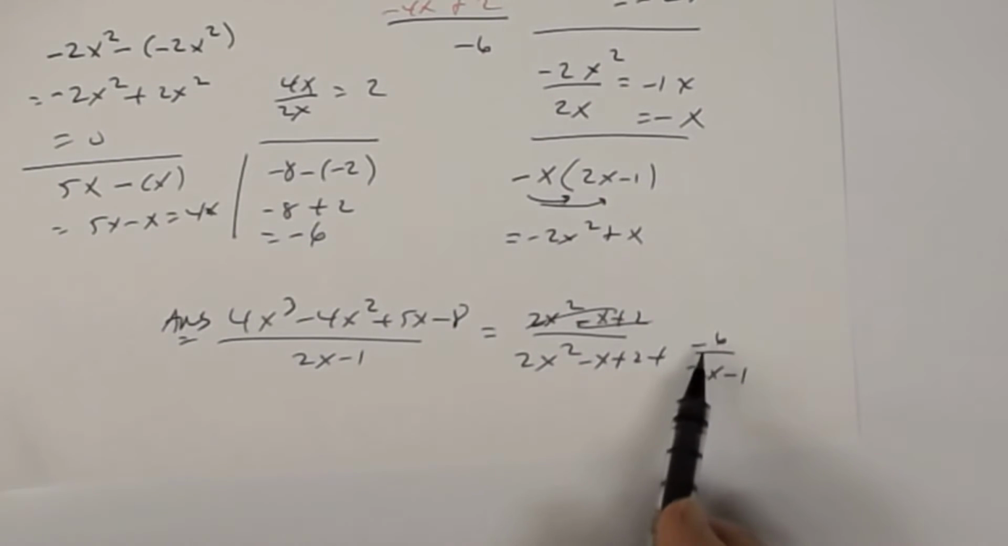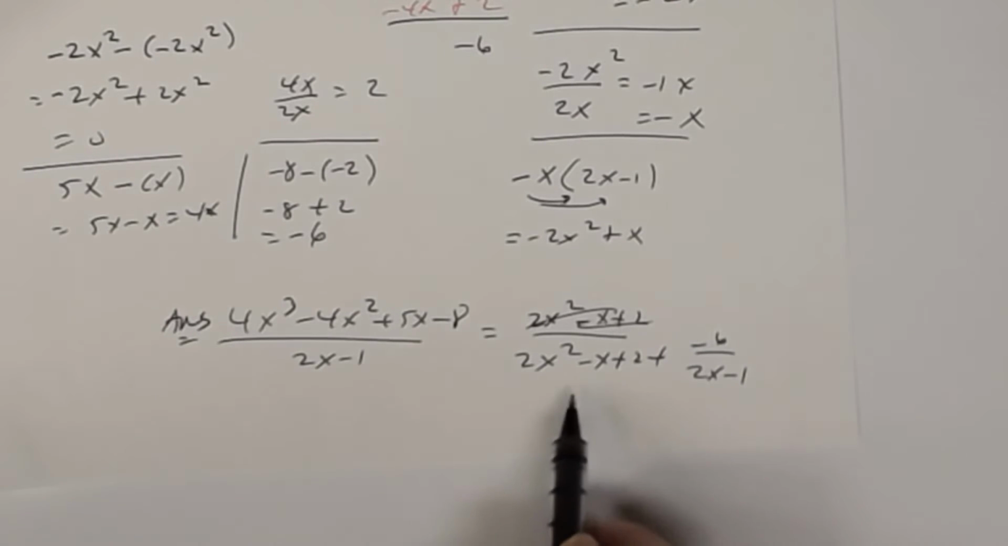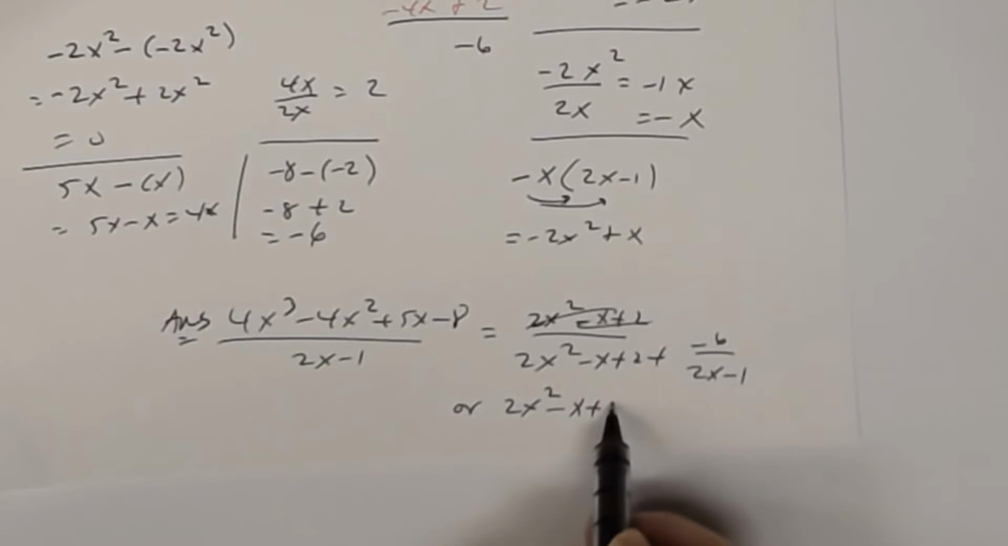Now, I just want to remind you, see this where it says just a number here, and it's negative? You can also write the answer like this: 2x squared minus x plus 2.